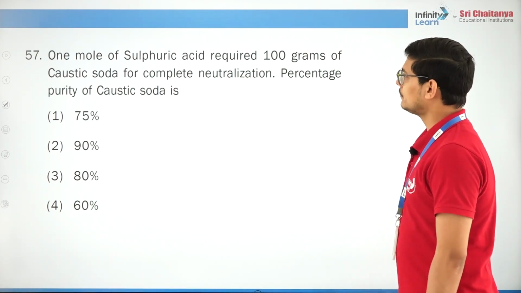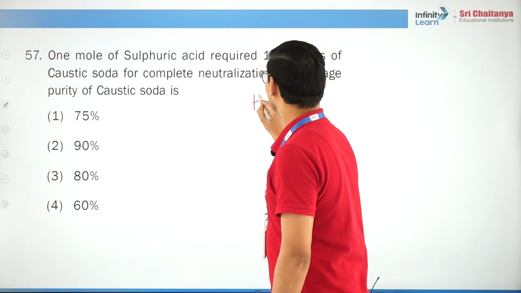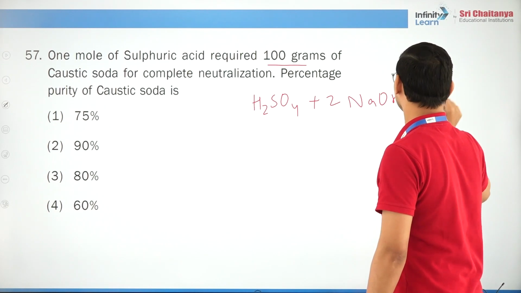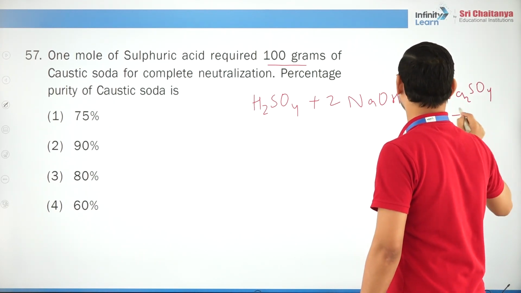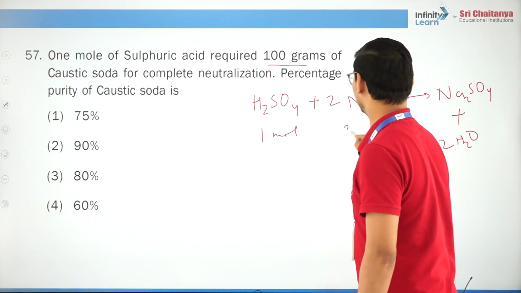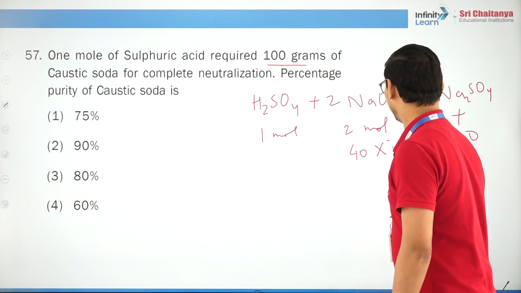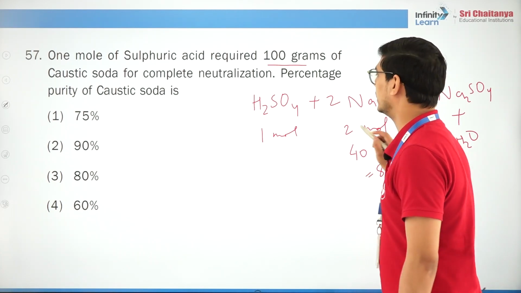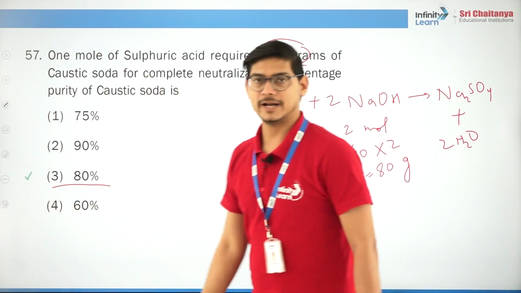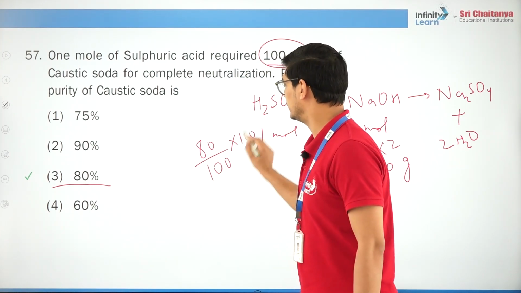Is that clear? 1 mole of sulfuric acid requires 100 gram of NaOH. Caustic soda is NaOH, okay? So H2SO4 plus 2 NaOH, okay, that is the reaction. Now you can see for this 1 mole you need 2 mole of NaOH and the molar mass of NaOH is 40. So by mass you need 40 multiplied by 2, that is 80 gram of NaOH, okay, but we actually use 100 grams. So what is the percentage purity? Obviously 80, right, because 80 is the exact amount and we have to take 100 gram. So the percentage purity will be 80.